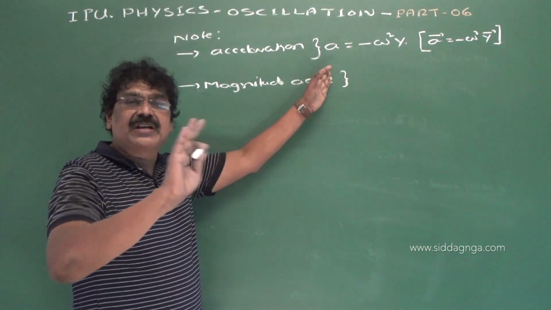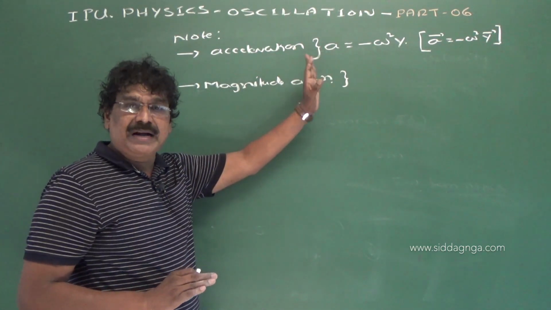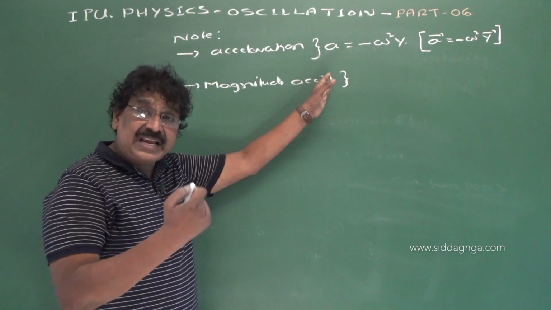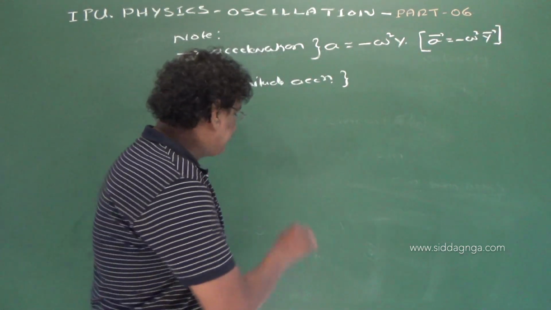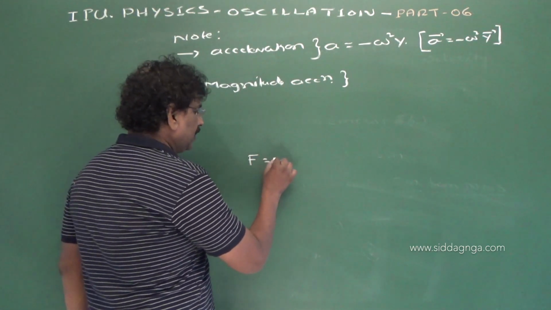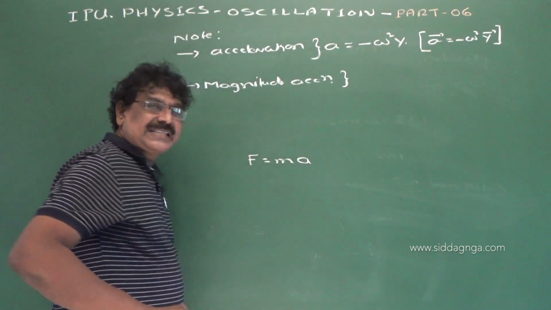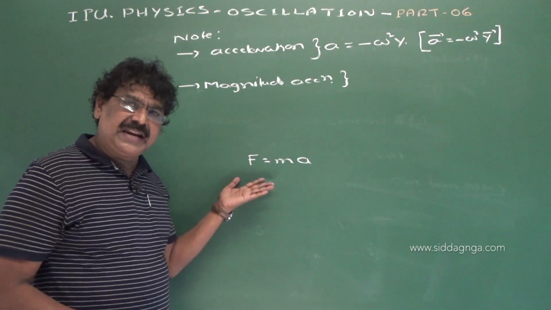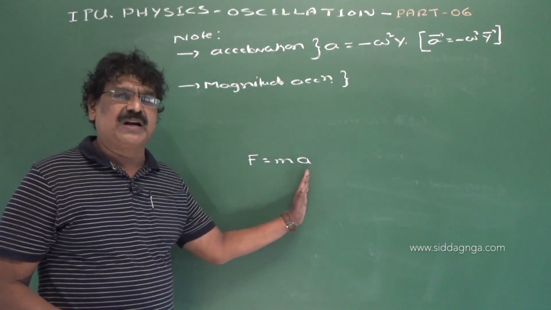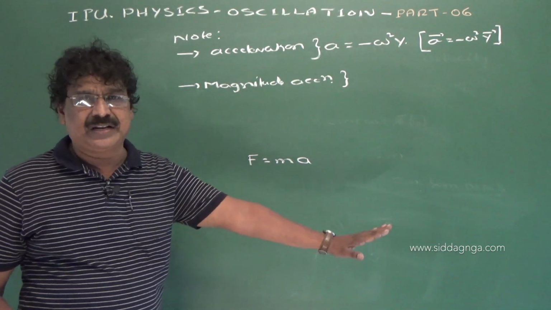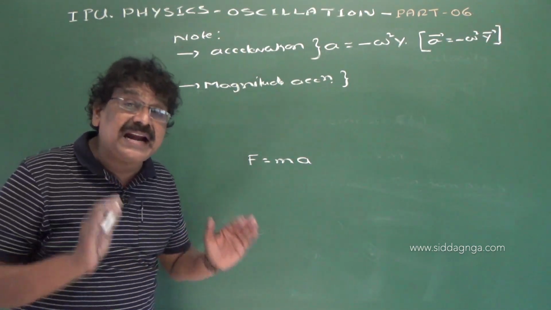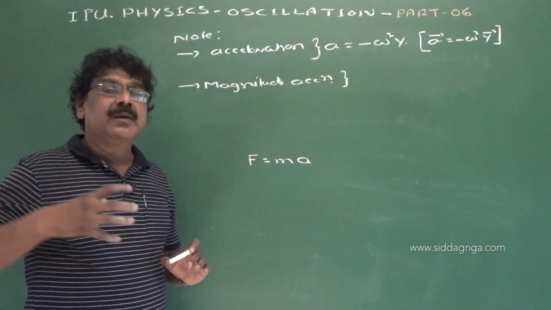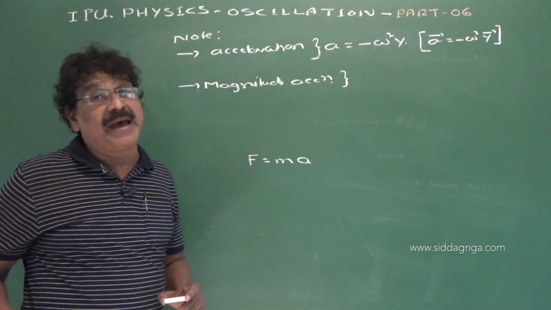So acceleration, again a vector quantity, has direction towards the mean position. That is the significance, right? So when I say F is equal to ma, it is a scalar form. I needed only the magnitude of force, but not the direction. Direction is there, but it is not needed in this situation because I need only its magnitude.